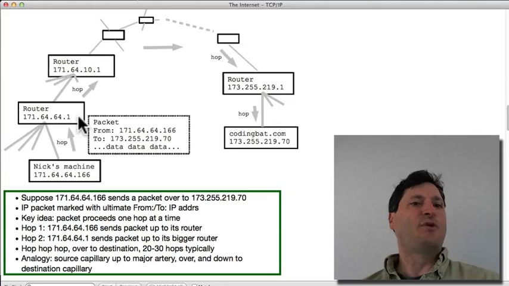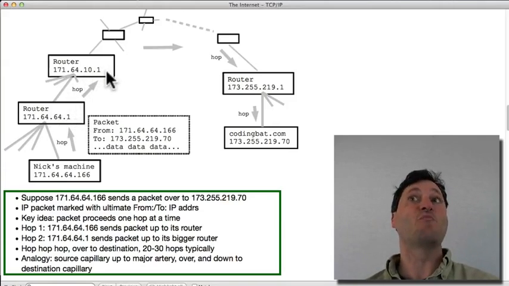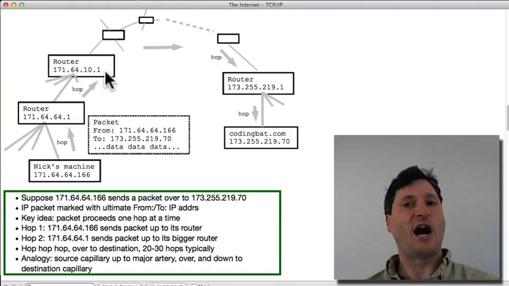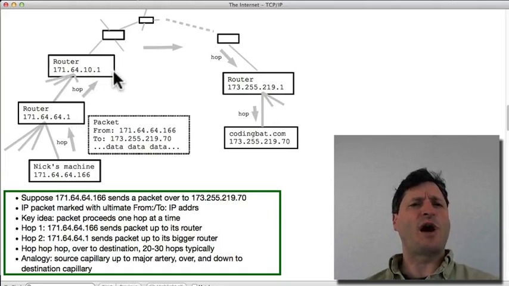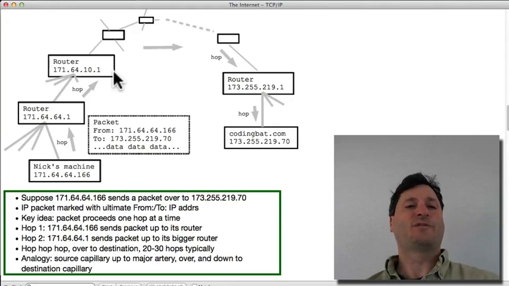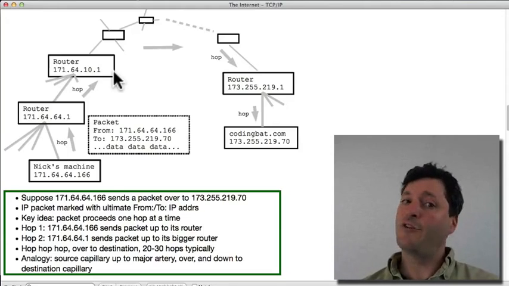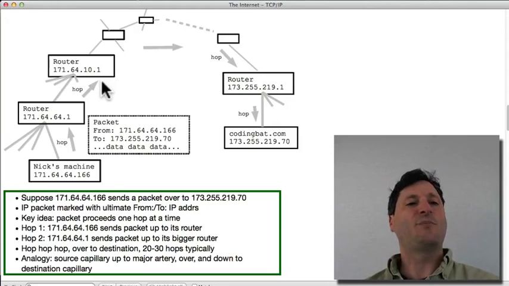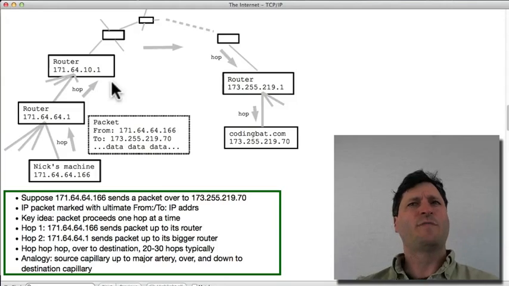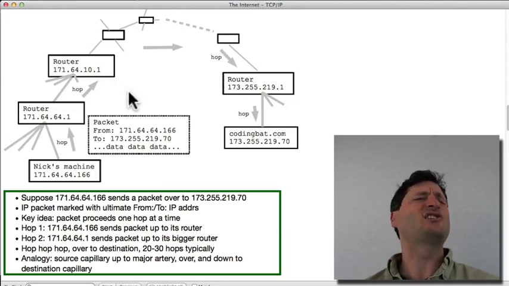Now this router is fairly simple. It only has a few connections, so it looks at the packet and just has to decide which way to send it to get it one step closer to its ultimate destination. It will send it in turn upstream to its router, a slightly bigger, more expensive router. That's a second hop. This process continues, where each router looks at the packet and decides which way to send it. It's tricky for it to know, but it is feasible. In particular, each router doesn't have to know a map of the whole internet. It just has to know its neighborhood.